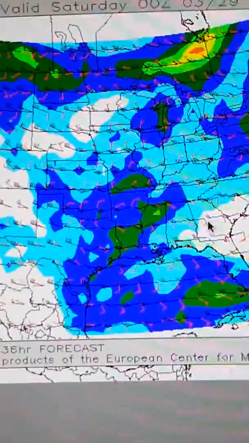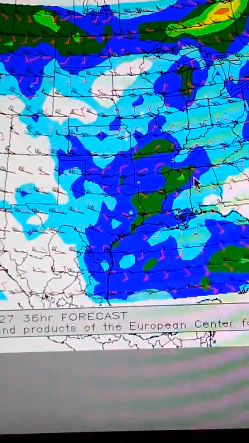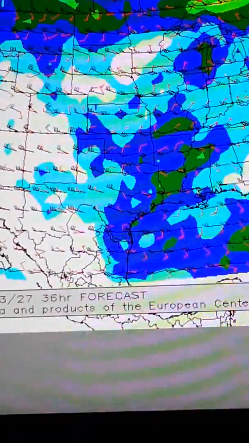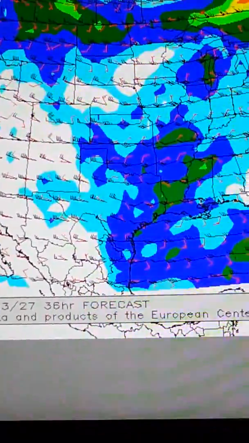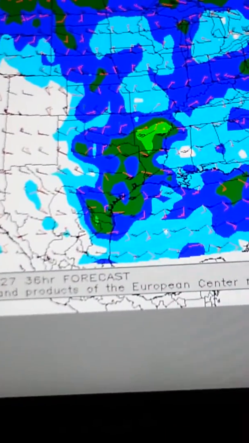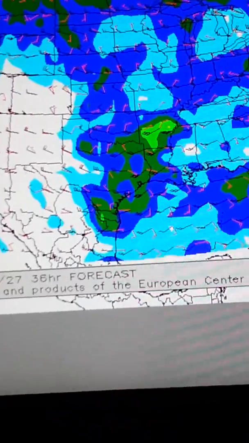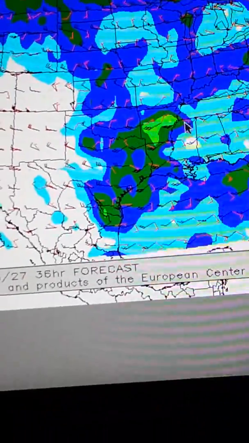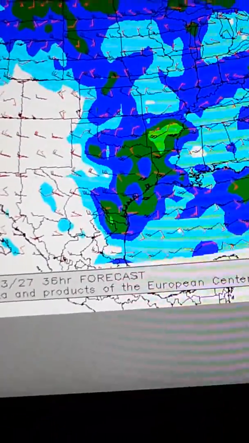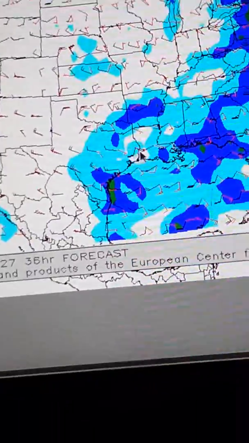So again, this is going all the way up into the atmosphere. That's your 6-kilometer bulk shear. 3-kilometer bulk shear, again, you're getting up to 40. You typically need to be at 30 or higher to get supercells to form, so this is pretty good across this area again. And then 1 kilometer.